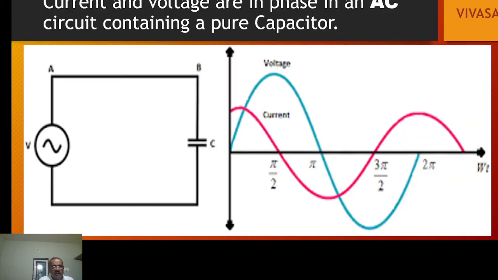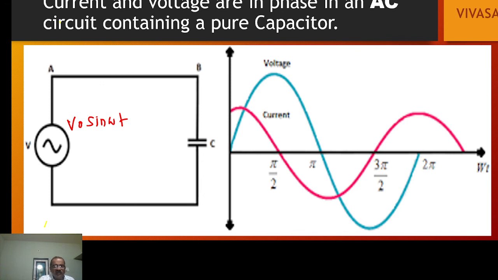Now let us come to another circuit: current and voltage in an AC circuit containing a pure capacitor. Are they in phase? They are not in phase actually. Let us check it. This becomes V is equal to V naught sin omega t. Now voltage and current, you can see here, are not in phase. The voltage comes a little bit later; you can see the current leads the voltage in this case.